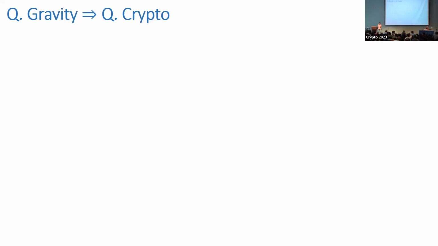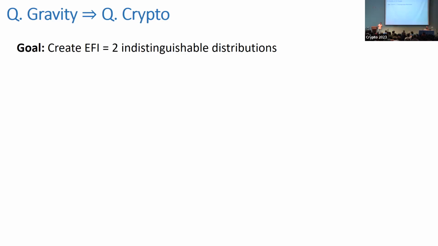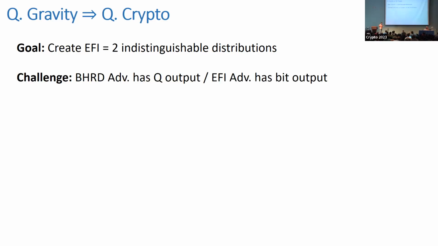Now going in the other direction, from quantum gravity to quantum cryptography. Our goal now is, we assume that there exists a setting where the radiation decoding problem is hard, and we want to create this EFI pair. So we want to create two distributions that are computationally indistinguishable. In particular, we are going to need to show a reduction. So we need to be able to use an adversary that breaks our EFI construction in order to solve the radiation decoding problem.